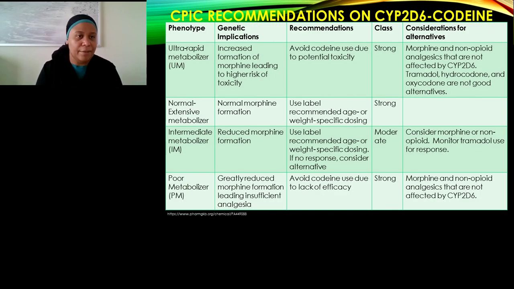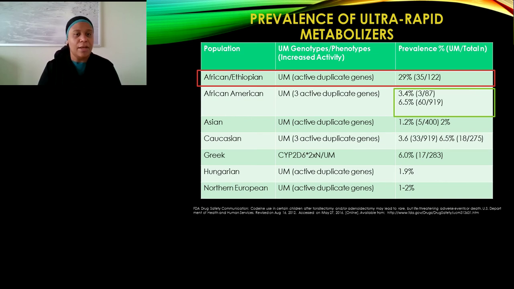If you look at CPIC recommendations, for the sake of time, I just wanted to show that it does classify the ultra-rapid, normal, and poor metabolizers, and what they would consider as alternatives. On prevalence, Africans and Ethiopians have a higher ultra-rapid phenotype. And this tells me in the future, it wouldn't matter what race people are that we normally stratify for risk factor. We would need to know the specific genetic pool so we are able to treat them accordingly, despite a geographic area.